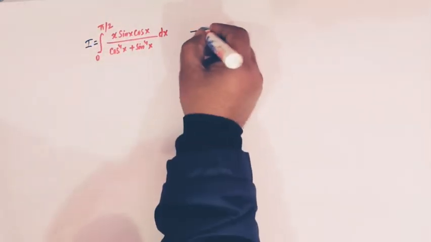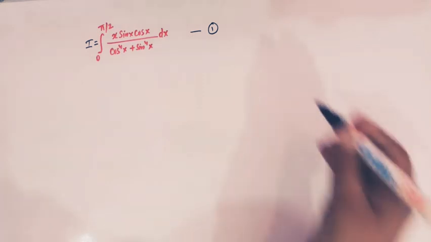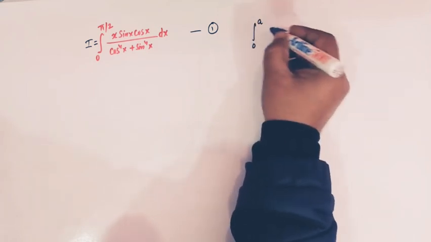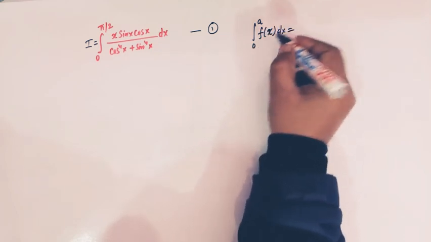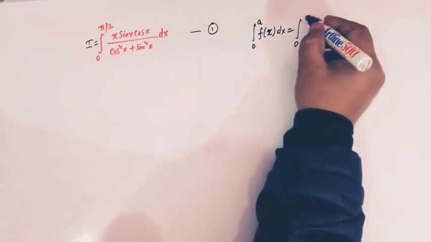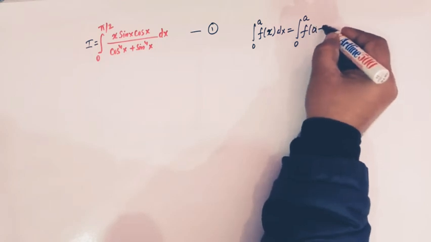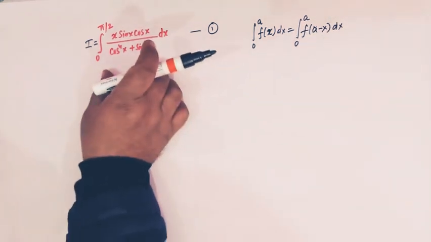Let us first call this integral I, and take it as integral number 1. In order to evaluate this integral we have to make use of one important property of definite integrals, which says that if we have the integral from 0 to a of f(x) dx, then this x can be replaced in the next step by a minus x. So this property shall be used here.